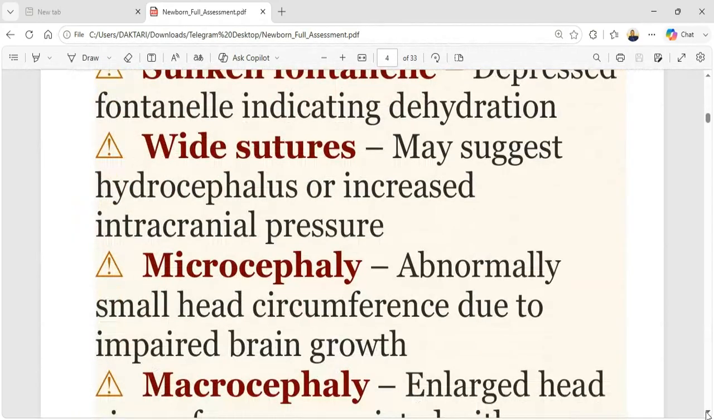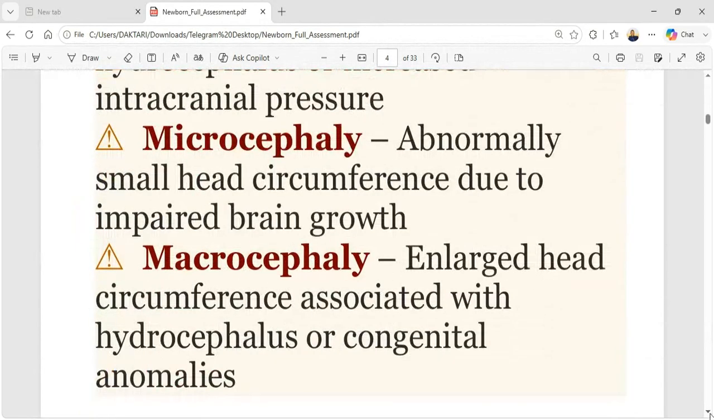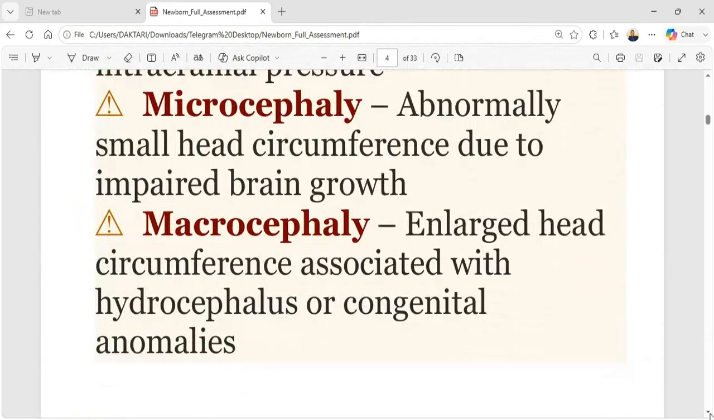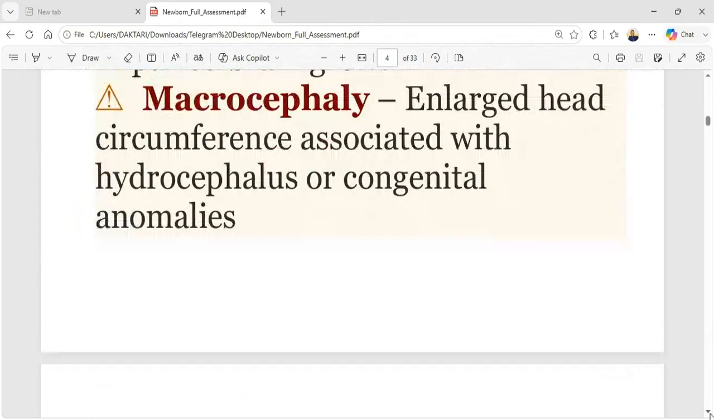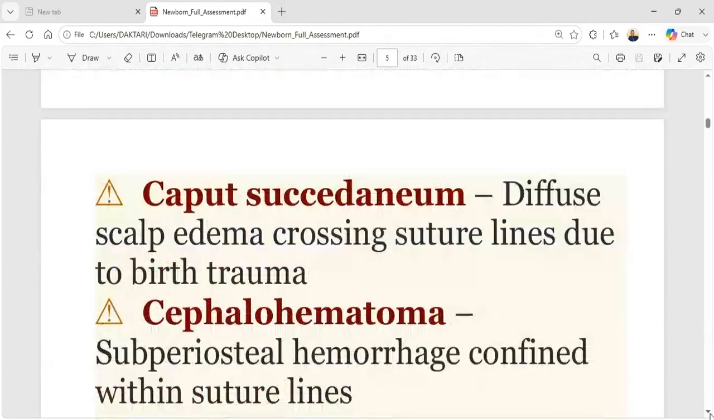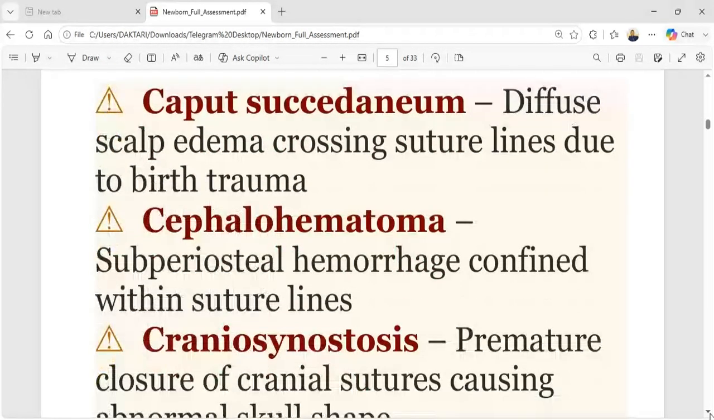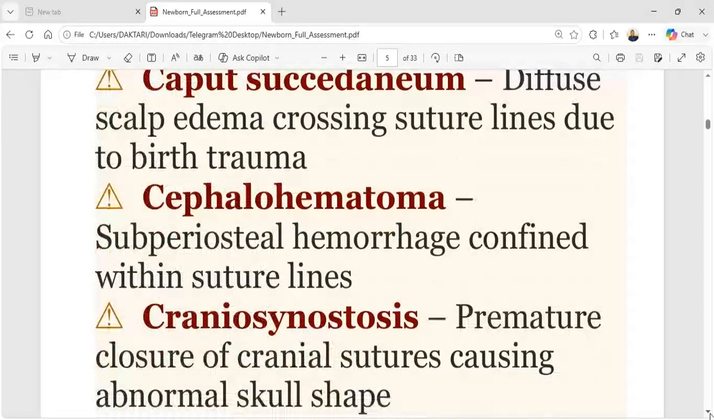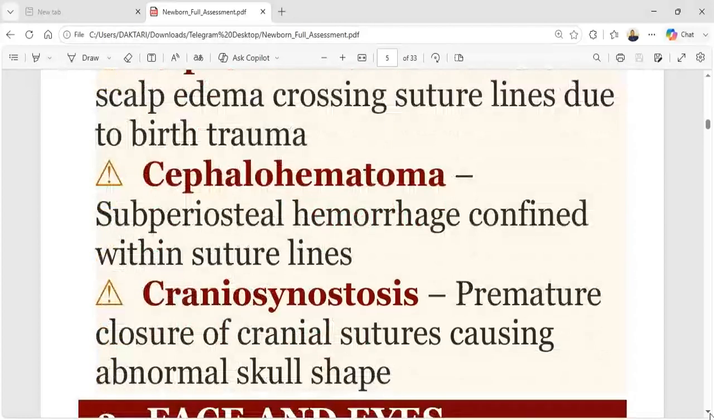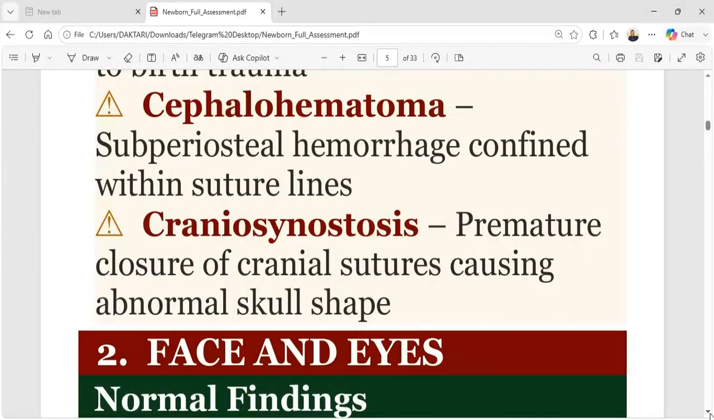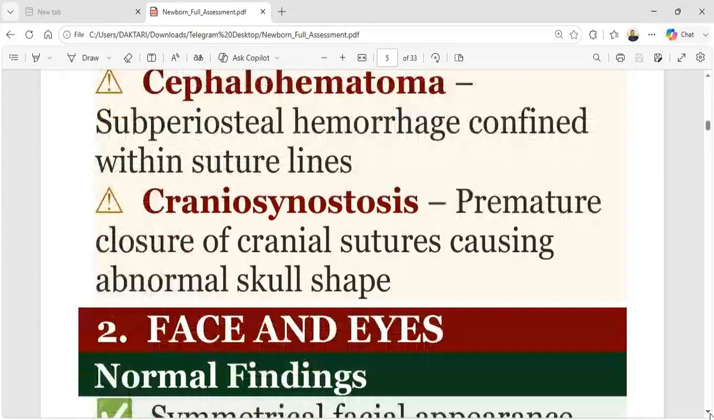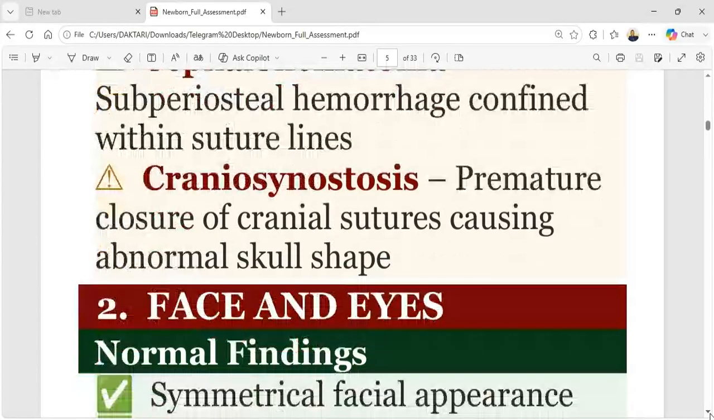Then microcephaly: abnormally small heads are caused by impaired brain growth. Macrocephaly: enlarged heads are associated with hydrocephalus or congenital anomalies. Caput succedaneum: diffuse scalp edema crossing suture lines due to birth trauma. Cephalohematoma: a periosteal hemorrhage confined within the suture lines. Then craniosynostosis: premature closure of the cranial sutures causing abnormal skull shape.